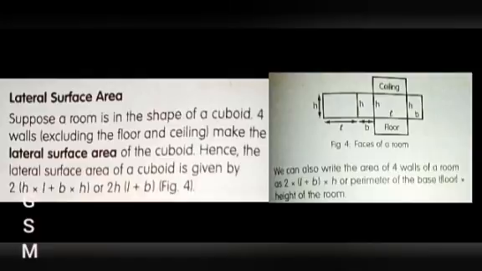Suppose a room is in the shape of a cuboid, with 4 walls excluding the floor and ceiling. Hence, the lateral surface area of a cuboid is given by 2 into H into (L plus B), as shown in the figure. We can also write the area of 4 walls of a room as 2 into (L plus B) into H, or perimeter of the base, that is floor, into height of the room.